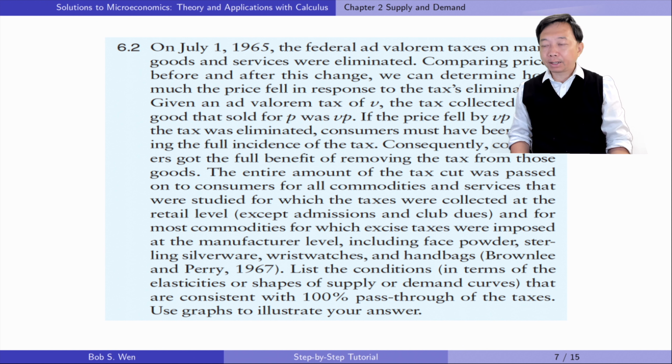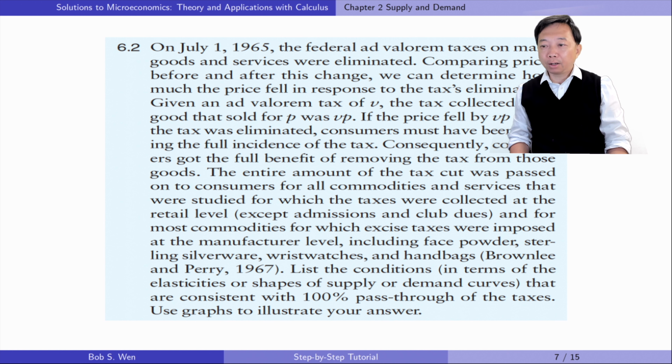Let's do exercise 6.2. We are asked to list the conditions in terms of the elasticities or shapes of supply or demand curves, consistent with 100% pass-through of the taxes to consumers. Use graphs to illustrate your answer.